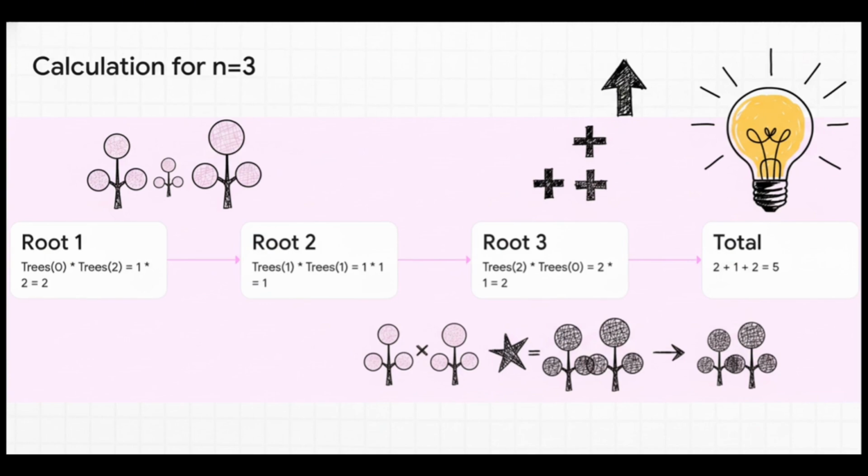So if the root is 1, we have 0 nodes on the left and 2 on the right. That's the number of trees for 0 times the number of trees for 2. From our table, that's 1 times 2, which equals 2. Makes sense? Now, if the root is 2, we have 1 node on each side. So trees of 1 times trees of 1, that's 1 times 1, which is just 1. And if the root is 3, it's the mirror image of the first case. 2 nodes on the left, 0 on the right, giving us another 2. So what's the total? 2 plus 1 plus 2 equals 5. It works. The pattern is solid. This is that aha moment.